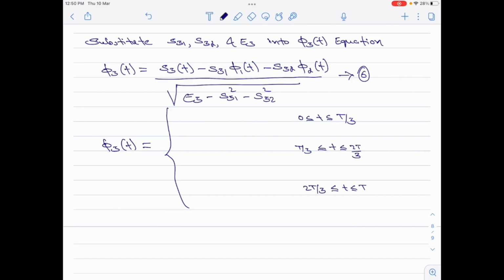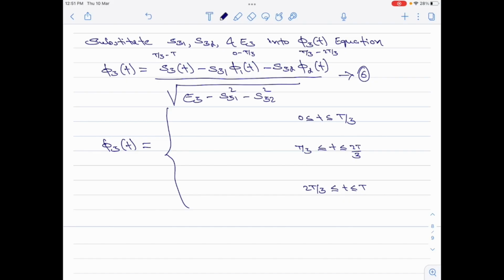Right. So, let us now go on to analyze the numerator part. Please note the first term of the numerator, which is S3 of t, is defined over the interval t by 3 to capital T. Phi 1 of t is defined over the interval 0 to t by 3 and phi 2 of t is defined over the interval t by 3 to 2t by 3. So, you have to be very careful while finding the final answer.